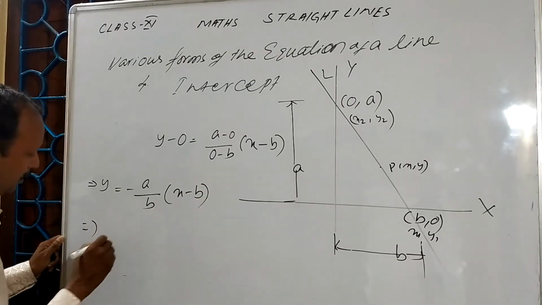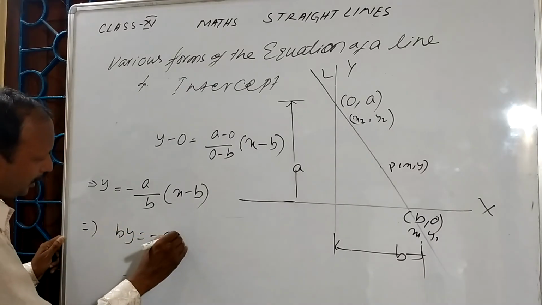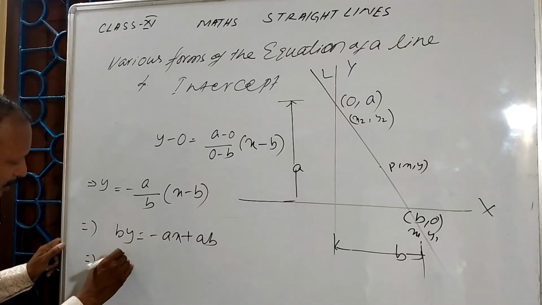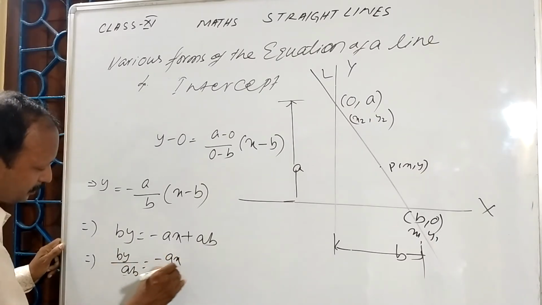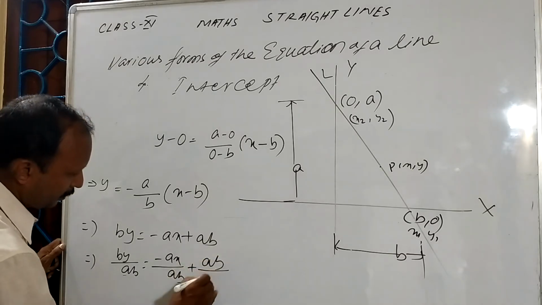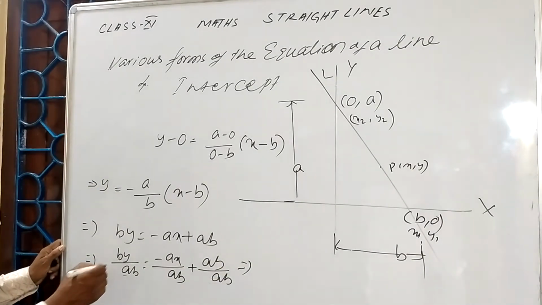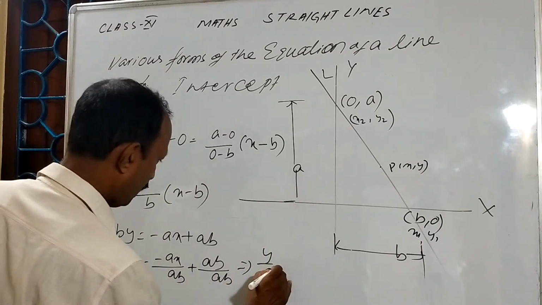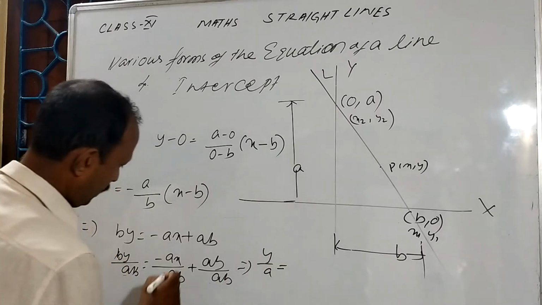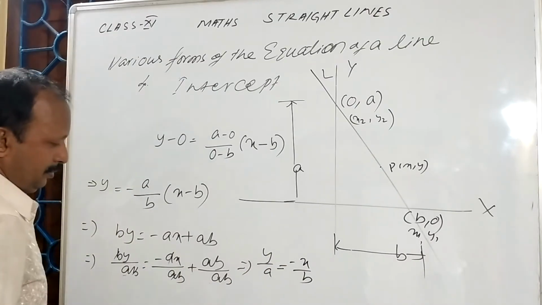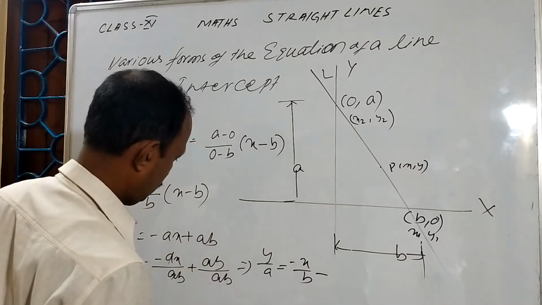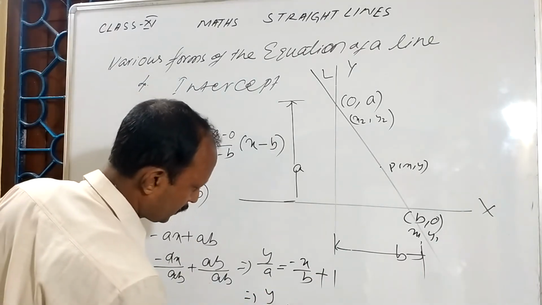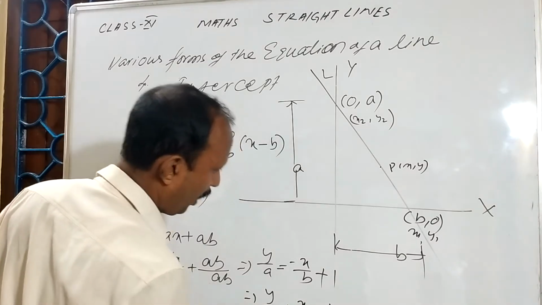I can write that by is equal to minus ax plus ab, implies that now if I divide both sides by ab, by/ab is equal to minus x by b plus ab divided by ab, implies that this b cancels, y by a is equal to minus x by b plus 1, or y by a plus x by b is equal to 1.